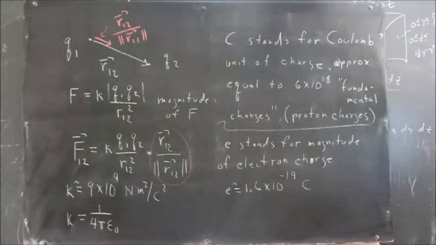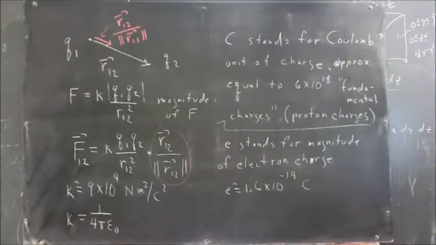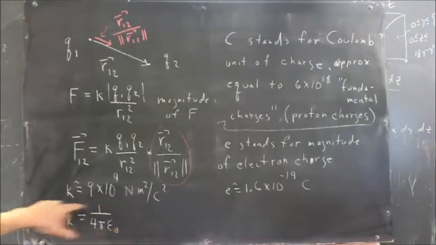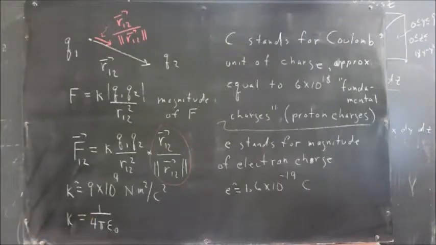K is approximately 9 times 10 to the 9th newton meter squared per coulomb squared, and K is also 1 over 4 pi epsilon naught, where epsilon naught is called the permittivity of free space. This number is much, excuse me, easier to remember than this number. So I usually talk in terms of K instead of 1 over 4 pi epsilon naught, but your book is going to say 1 over 4 pi epsilon naught.